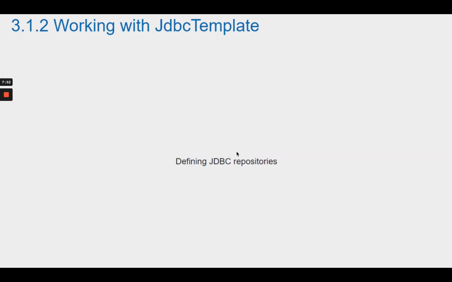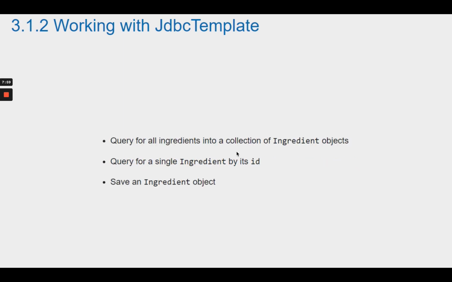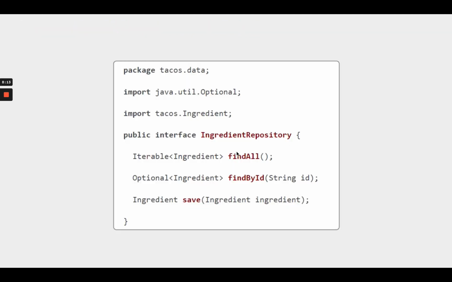Defining JDBC repositories. Your ingredient repository needs to perform the following operations. Query for all ingredients into a collection of ingredient objects. Query for a single ingredient by its ID. Save an ingredient object. The following ingredient repository interface defines those three operations as method declarations.